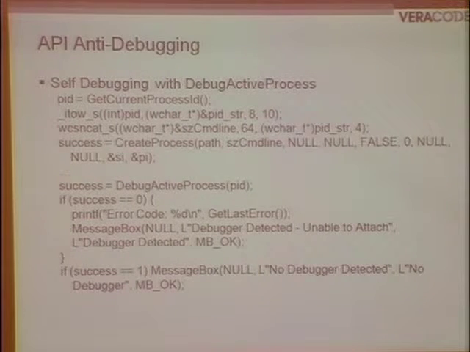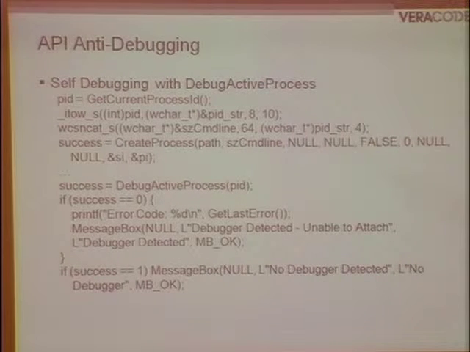All right, so self-debugging with DebugActiveProcess. A process can determine if it's being debugged by attempting to debug itself. Creating a child process, which then attempts to debug its parent, is one method of knowing if we're currently being debugged in the first place. We can only hook one debugger at a time onto a process. So if the child is not able to attach to the parent as a debugger, it's a pretty strong indicator our process is being run under a debugger.